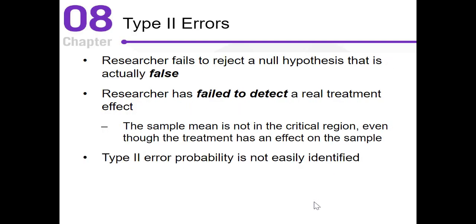And a type 2 error occurs when a researcher fails to reject a null hypothesis that is actually false. So they fail to detect a real treatment effect. That means your sample mean is not in the critical region, even though the treatment has an effect on the sample. So those type 2 errors are usually not easily identifiable if they're there.